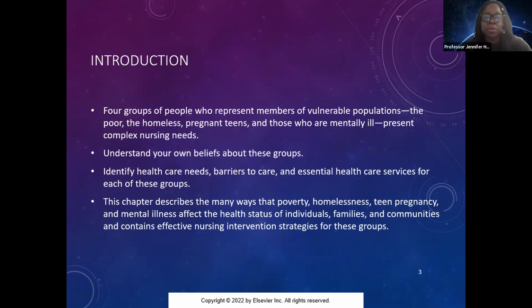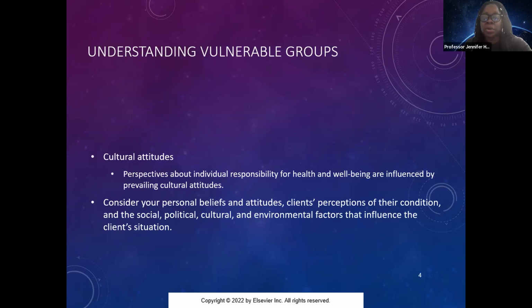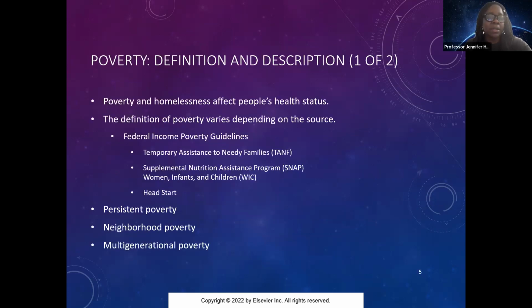And then realizing that, of course, we're at the tail end of most things, but COVID impacted a lot of people as well. And then there's cultural aspects to beliefs and perspectives that a society values. So these are things to help you understand that perspectives about individual responsibility for health and well-being are influenced by many different cultural things as well. To understand poverty, homelessness, mental illness, and pregnancy, consider your personal beliefs and attitudes and clients' perceptions of their condition and the social, political, and cultural factors that influence the client's decisions. So just be aware of that.